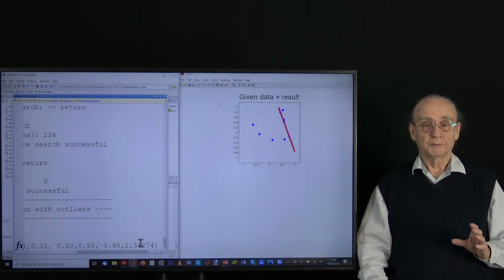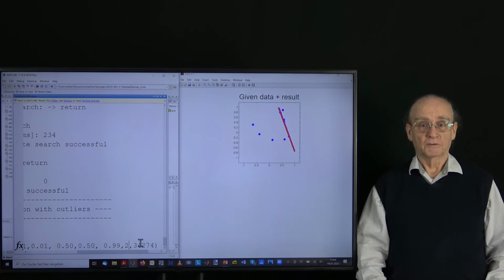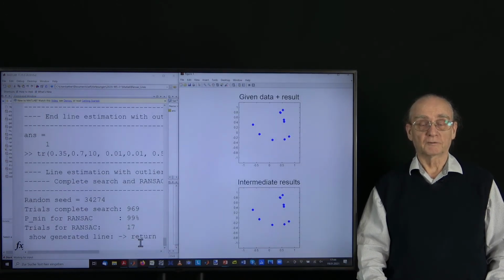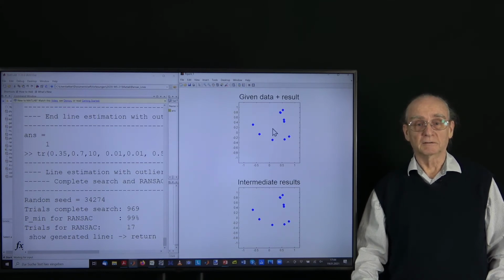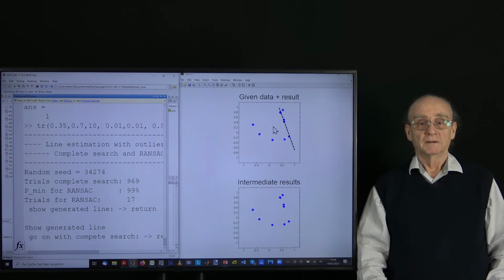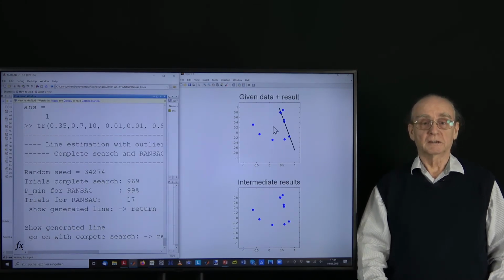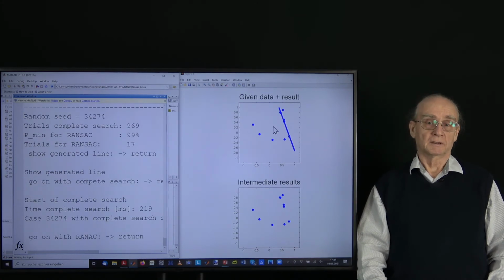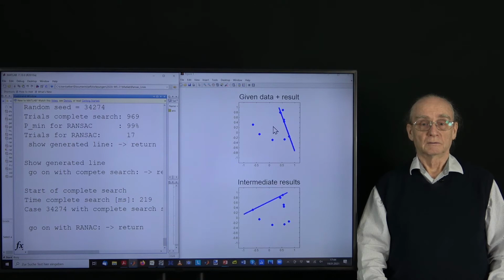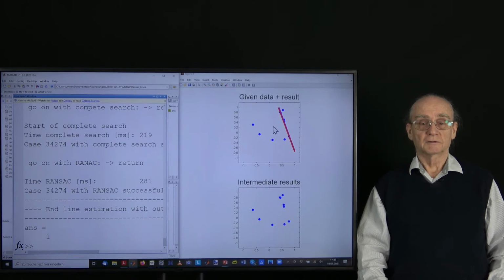So I repeat the same experiment once more, but we have a look at the individual steps in the RANSAC. So we start with the same situation. So we have the given points here. Here we see the different alternatives of RANSAC now, soon. Now we get the generated line. This is the line which is estimated from the complete search. And now we look what happens if we follow the RANSAC. So these are the 17 alternatives. And after 17 alternatives, it finds out, aha, this is the best solution of these alternatives.